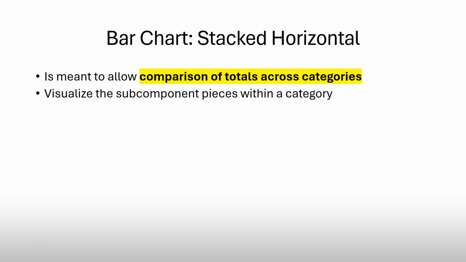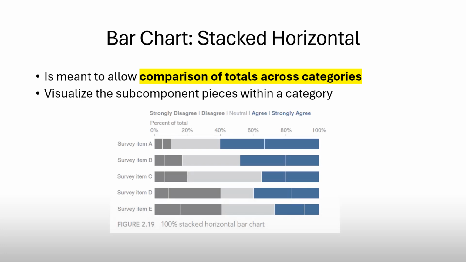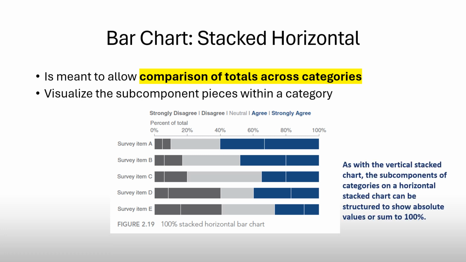As with a stacked vertical, with a stacked horizontal, we are making a comparison of totals across categories, and we are visualizing the subcomponent pieces within a category. Here is an example of a stacked horizontal bar chart with 5 categories. As with the vertical stacked chart, the subcomponents of the categories on a horizontal stacked chart can be structured to show absolute values or sum to 100%. In this example, we are using sum to 100%.